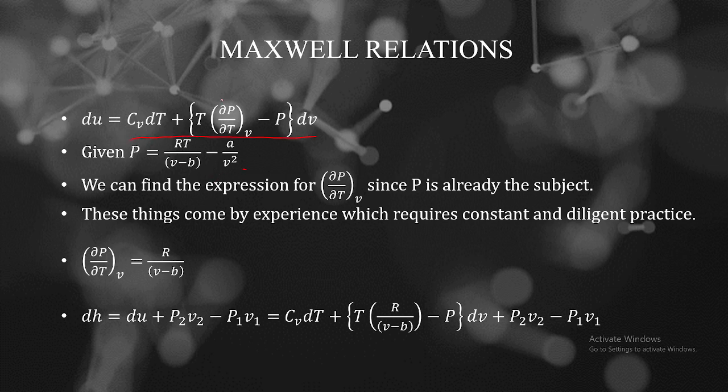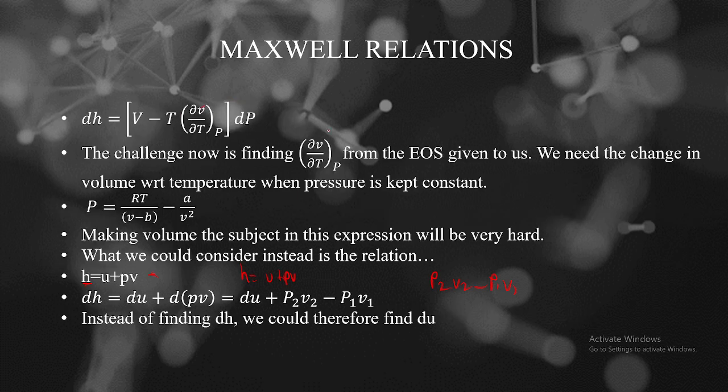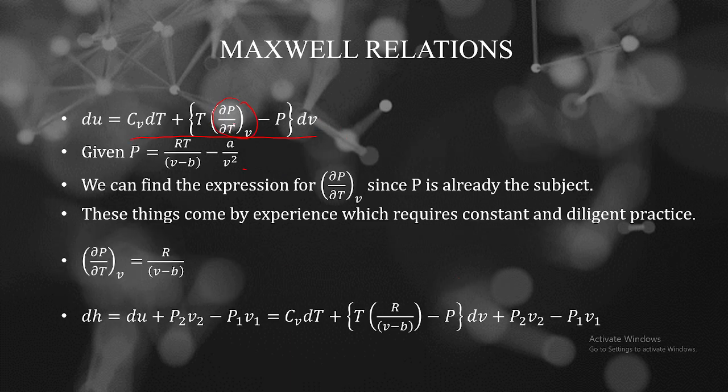And we have our equation of state. Now we have this term instead, del P del T at constant V, instead of del V del T at constant P. We can easily simplify this now because P is already the subject here. We look at what happens to the change in P as T changes while keeping volume constant. If volume is constant, then in my differentiation, V is a constant, B is a constant, R is a constant. I'm differentiating a constant times T with respect to T, so I'll be left with just the constant. So I'll end up getting R over V minus B for that side.